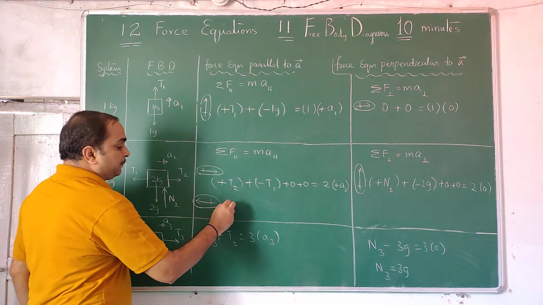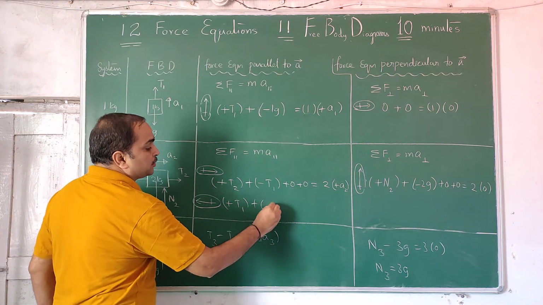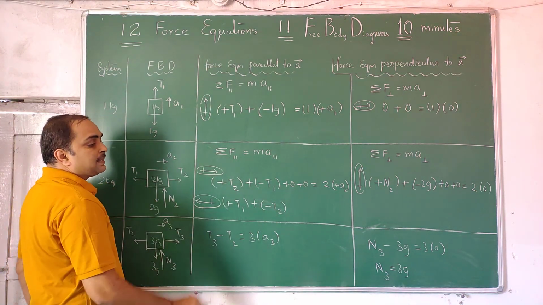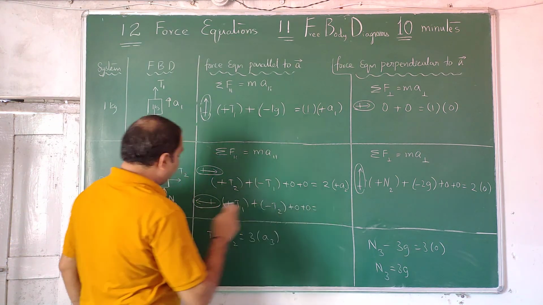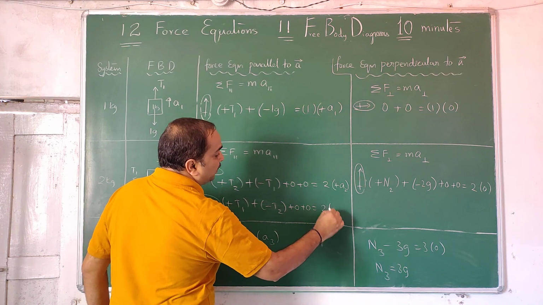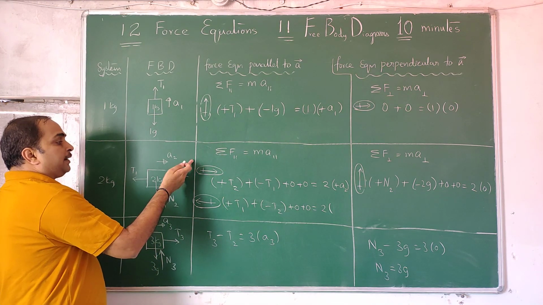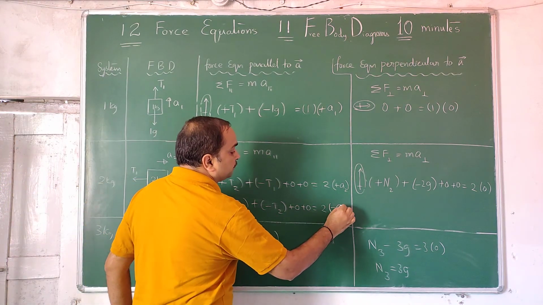So this is T1 plus T1. This is T2 plus of minus T2. Plus means addition. Sigma says that the sign is opposite to this. Plus 0 plus 0. These two forces are not having any component along the x-axis or horizontal axis. Two times acceleration. We have taken the right side, now we have taken the left side positive. So you will get minus a2.